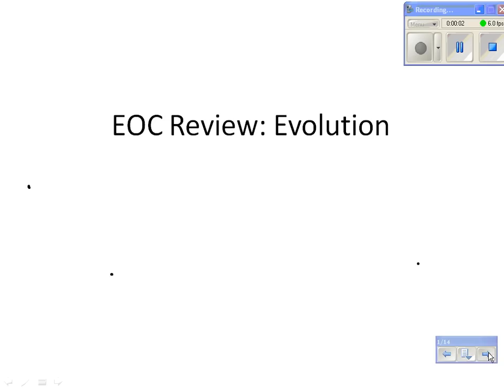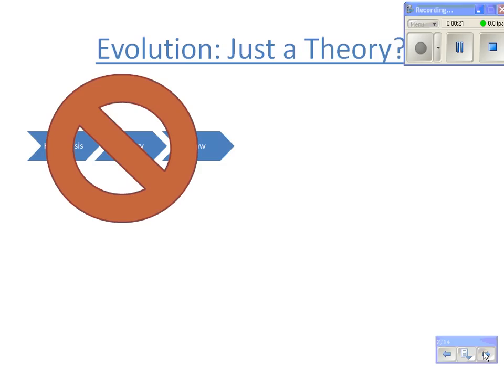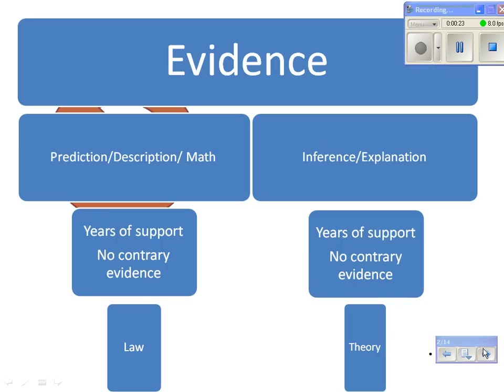We're going to review evolution for the biology EOC. The first thing that you always have to get out of the way before you start talking about evolution is the relationship between a theory and a law. This relationship is what a lot of people think, but it is not true. This is the real one.